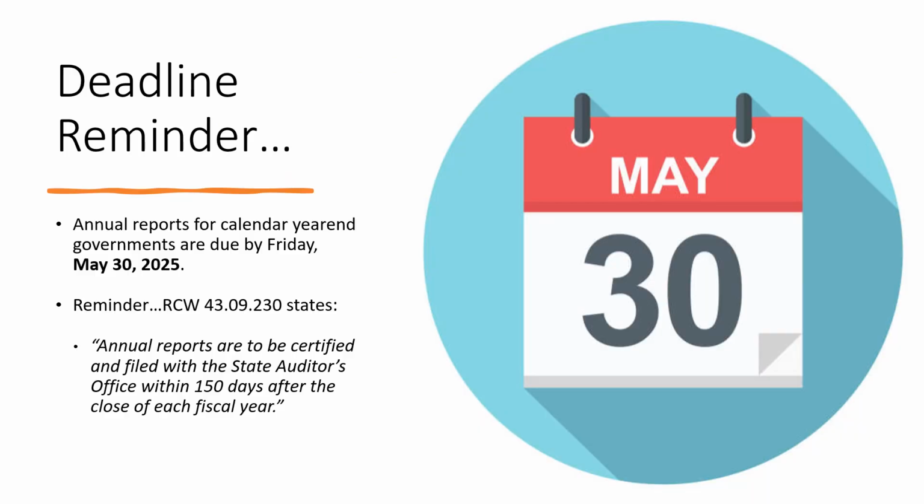And we can't have an annual filing training without a little reminder of the deadline. The fiscal year 2024 report for calendar year-end governments are due by Friday, May 30th. We encourage local governments to start the reports early to allow for adequate time to ask questions if needed.